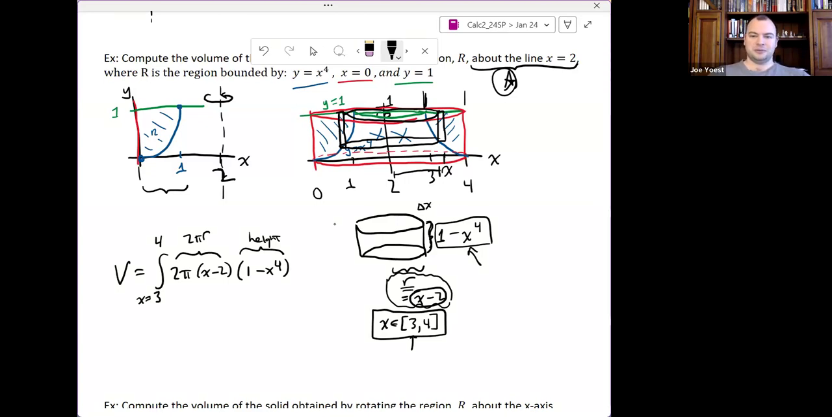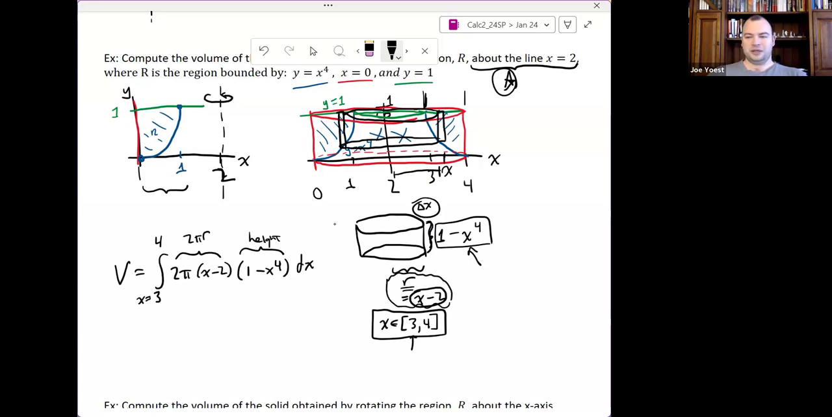times the thickness, delta x, which as we pass into the integral, we limit as n goes to infinity, as the number of shells goes to infinity, the thickness goes to dx. It goes from delta x to dx, thickness approaches 0.